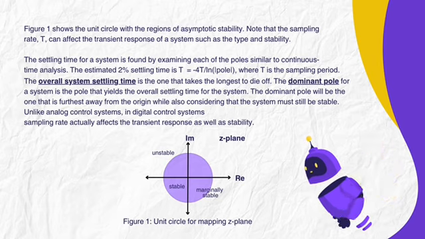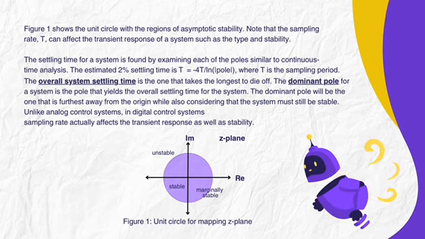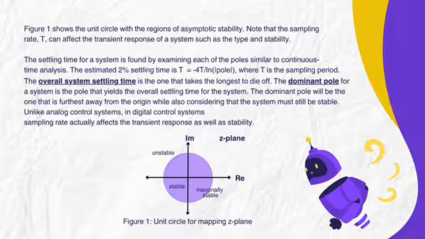Note that the sampling rate, T, can affect the transient response of a system, such as the type and stability. The settling time for a system is found by examining each of the poles, similar to continuous time analysis. The estimated 2% settling time Ts is equal to -4T over the natural log of the magnitude of the pole, where T is the sampling period. The overall system settling time is the one that takes the longest to die off.